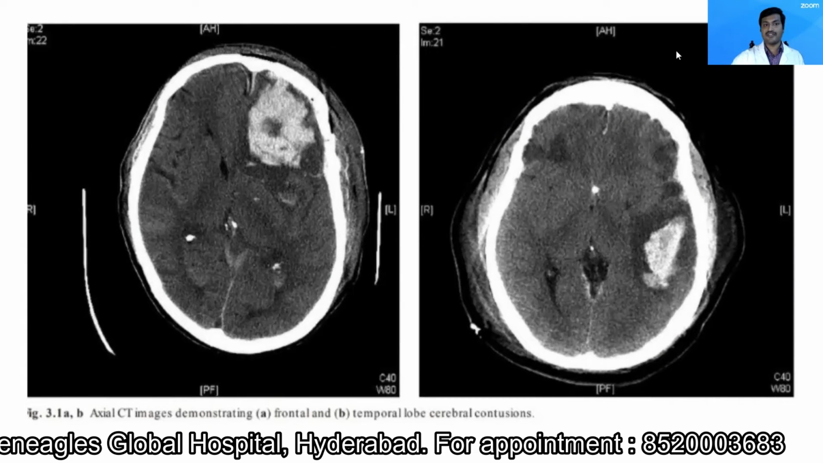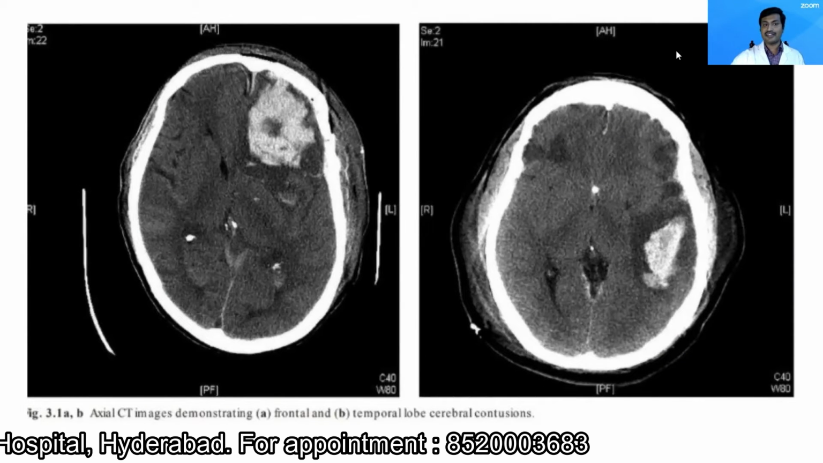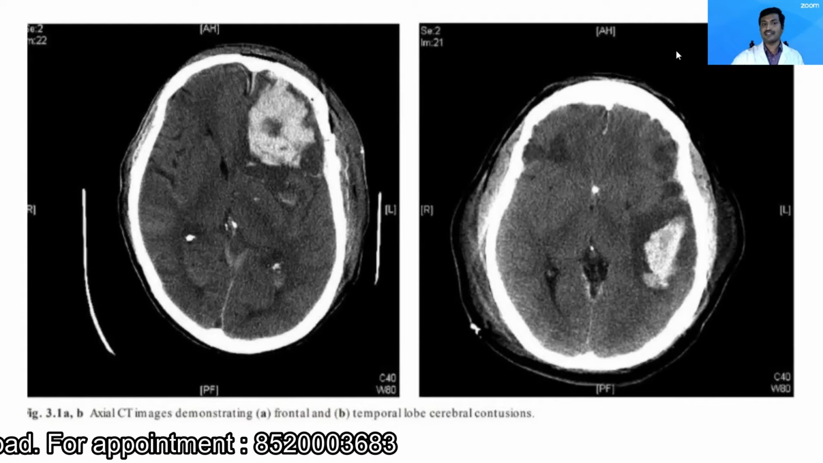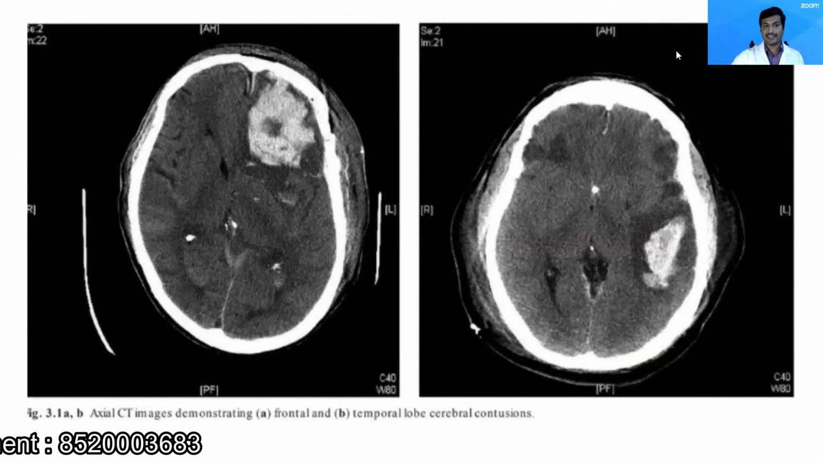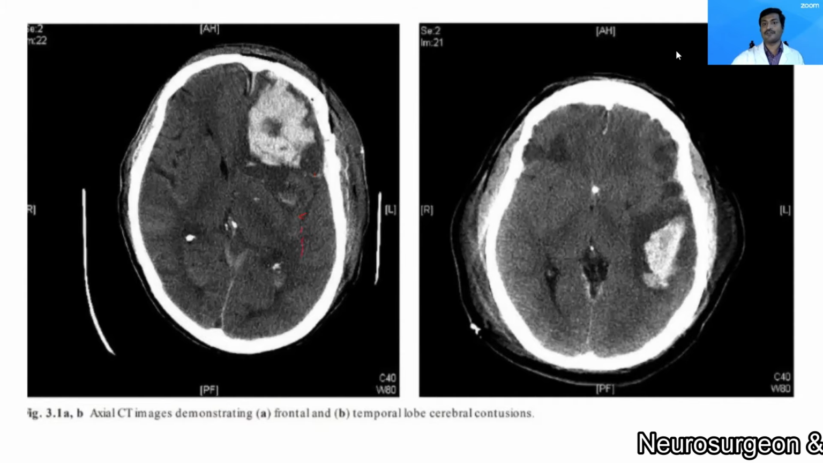So this is a patient with frontal contusion. Obviously, this volume appears to be more than 30 cc in volume. You can see the midline shift. You can see the ipsilateral cortical sulci being obliterated.